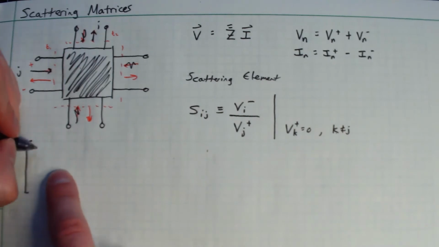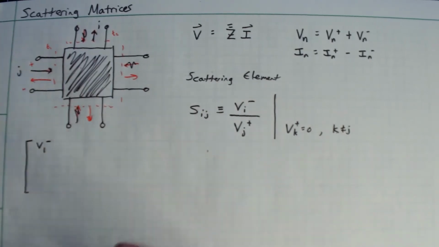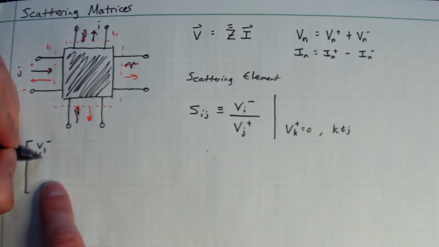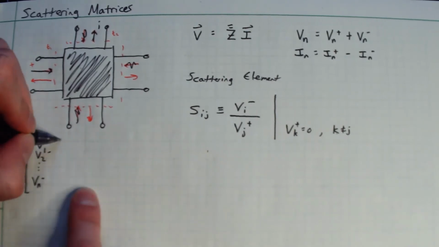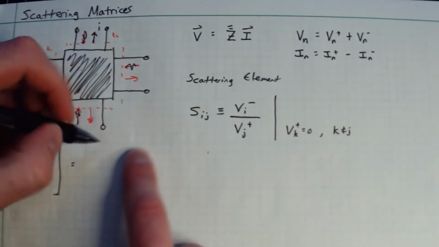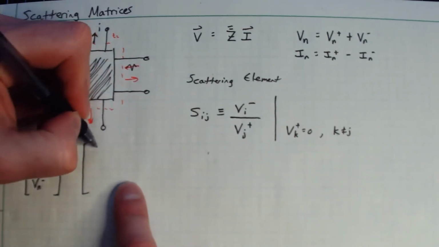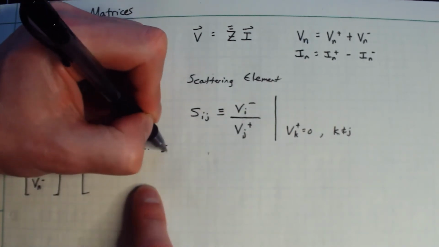So that means in the broad sense, I can just describe this as a matrix vector equation, which is another way of saying it's a linear system. So I'm going to say V1 minus, V2 minus, dot dot dot, V sub n minus. So it's a vector of the reverse propagating signals. And we're going to define this whole matrix here, S11, S12, dot dot dot, S1n.